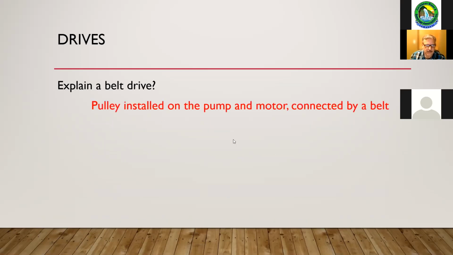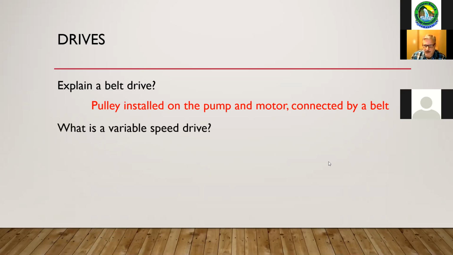So belt drive, if you remember from one of the graphics that was played, pulleys are installed in the pump and motor and connected by a belt. Very simple drive, but very effective in a lot of applications.